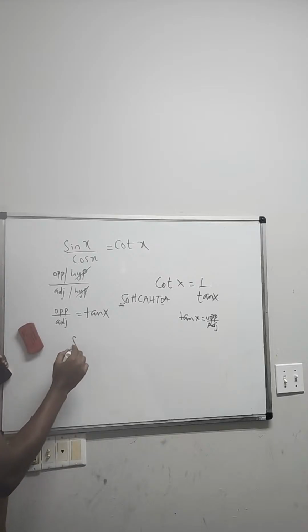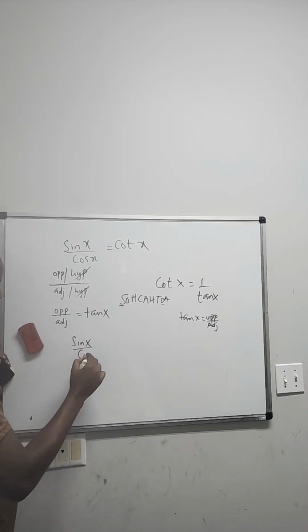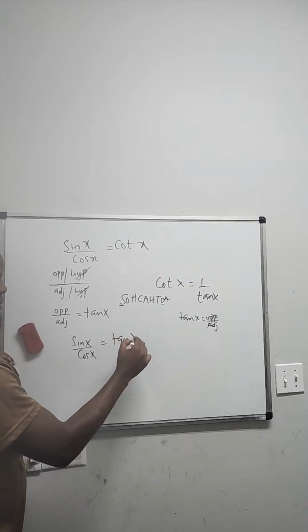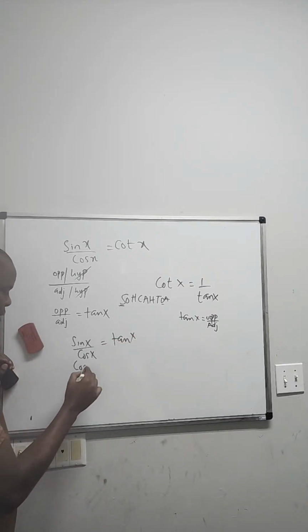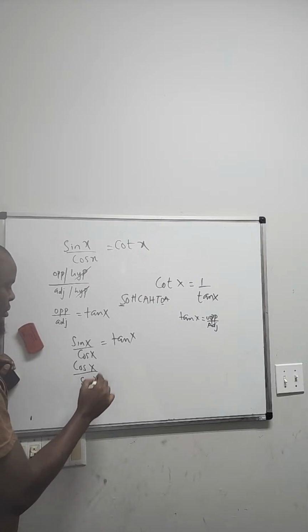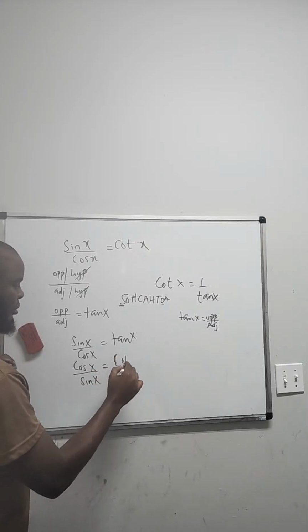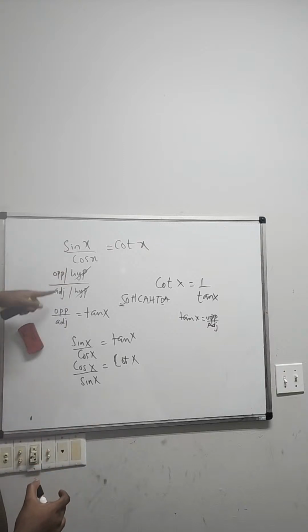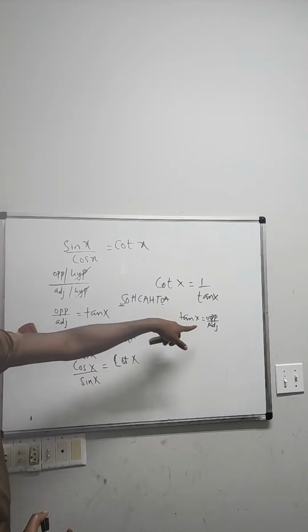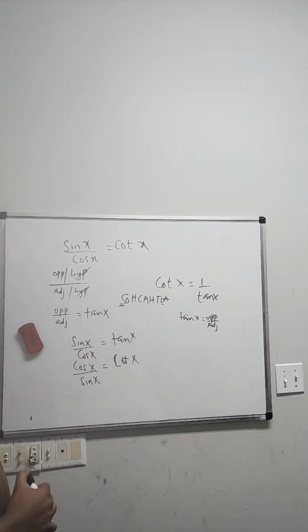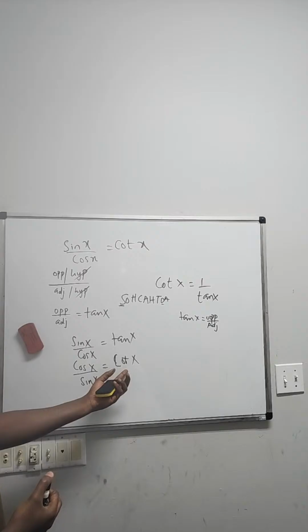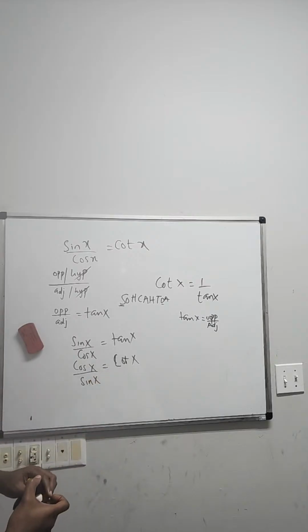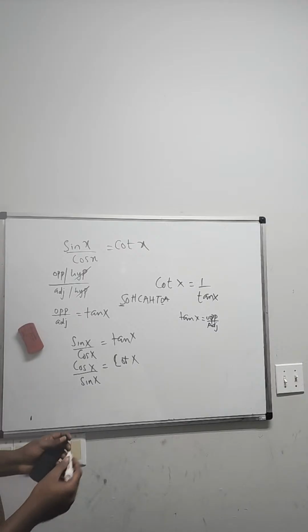Sin x over cos x should be tan x. It is cos x over sin x that should be cot x. Should be the inverse, because if you solve this, you have opposite over adjacent, which is the same thing as tan x. The reciprocal is going to be cot x. So that's one thing about this. And we have so many ratios like this, but I don't think you're going to need them.